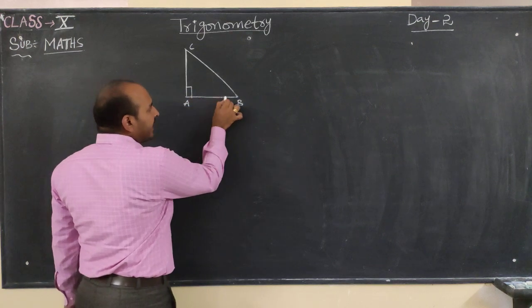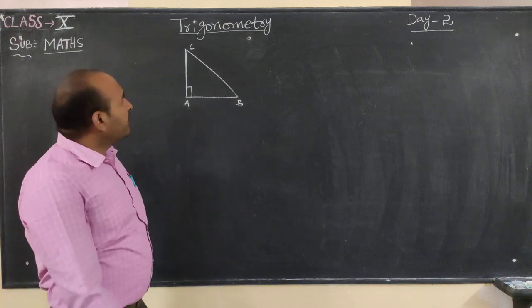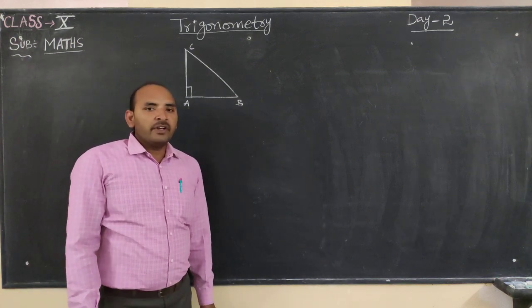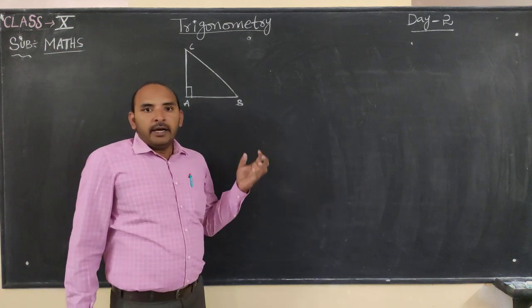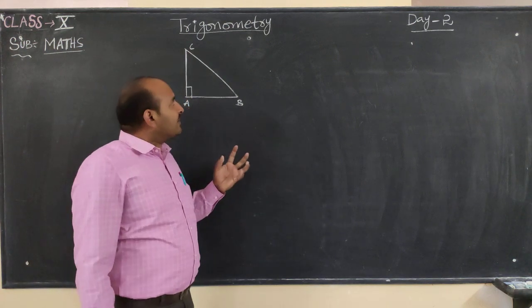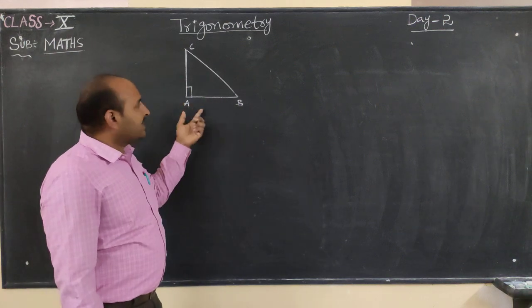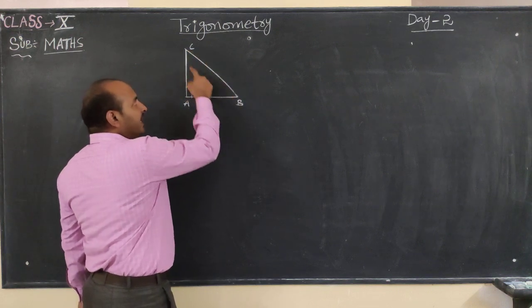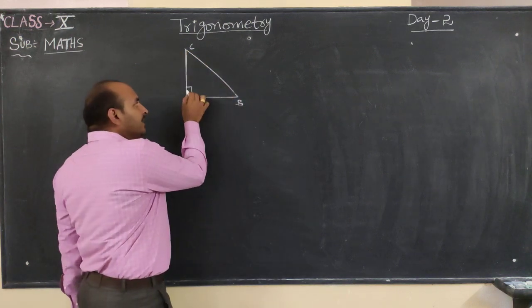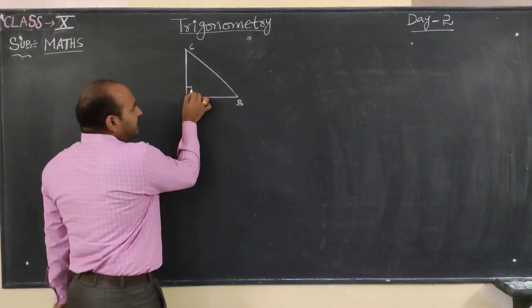This is AB, one side. This is BC and again AC. According to our definition of trigonometry, what is our definition? Trigonometry is a Greek word and it deals with the relationship between different types of angles and sides. Here there are three sides, AB, BC and AC, and three angles. So now this is exactly 90 degrees.